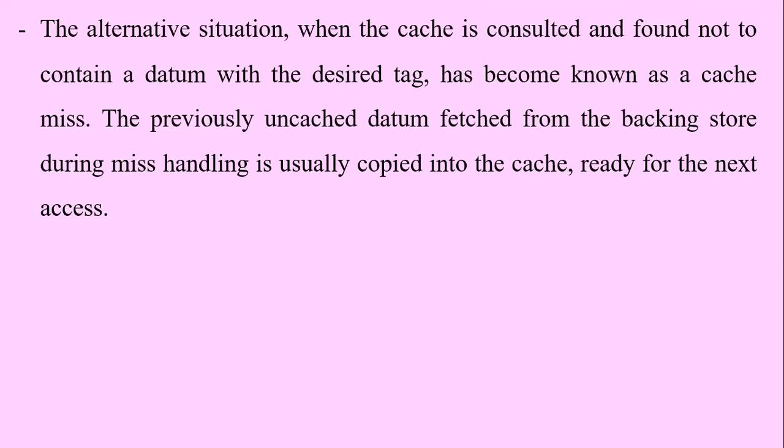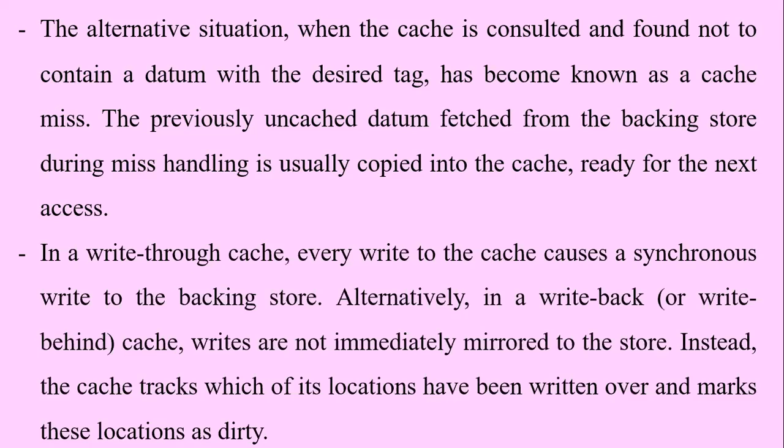The alternative situation, when the cache is consulted and found not to contain a datum with the desired tag, has become known as a cache miss. The previously uncached datum fetched from the backing store during miss handling is usually copied into the cache, ready for the next access. In a write-through cache, every write to the cache causes a synchronous write to the backing store.